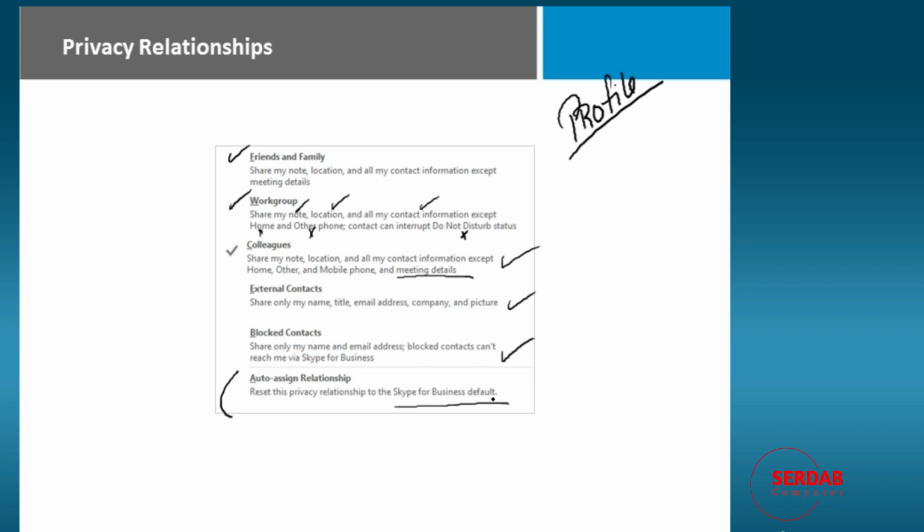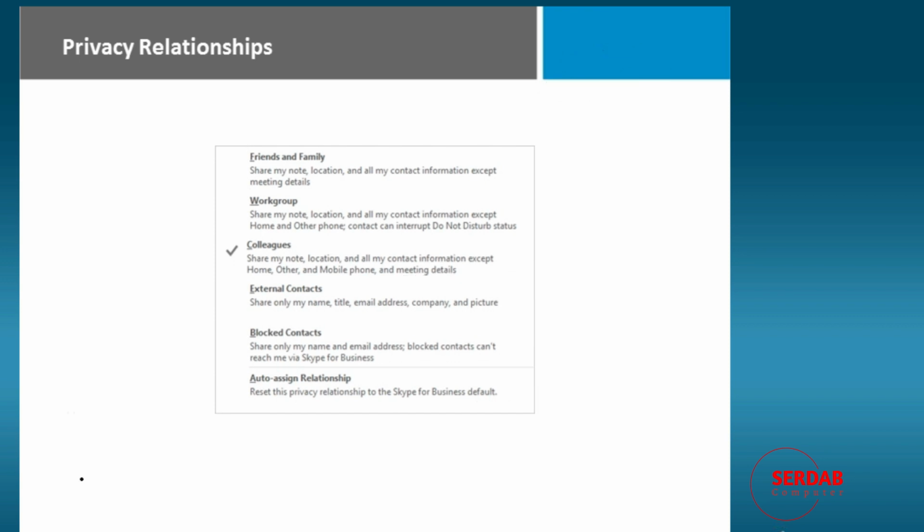So again, if you don't have a larger organization, or if you've not really put any personal information into your profile, it won't matter as much. You're going to find that the default right is here at colleagues. But if your list is getting larger and you want to control who can see what, that's how you're going to do it.